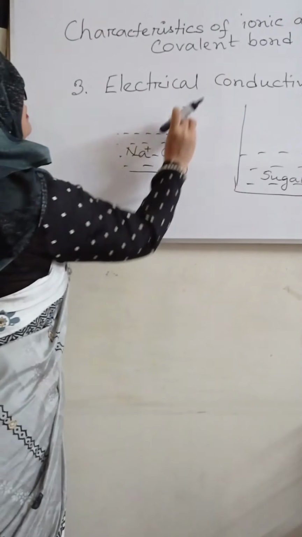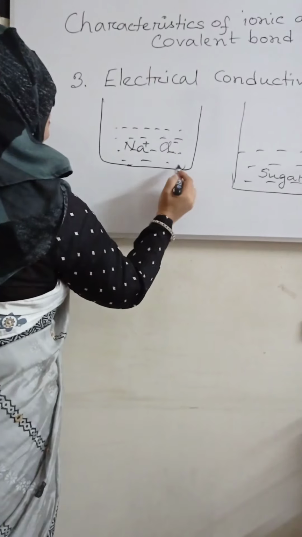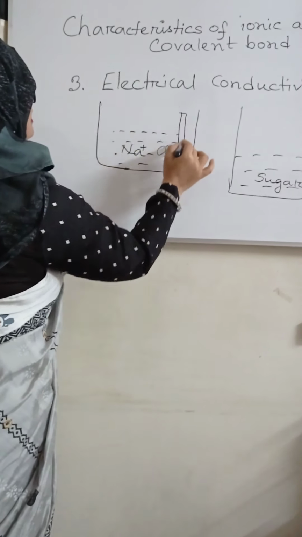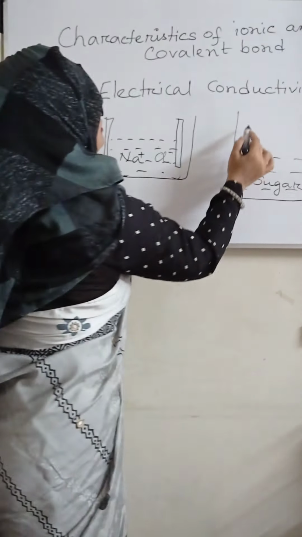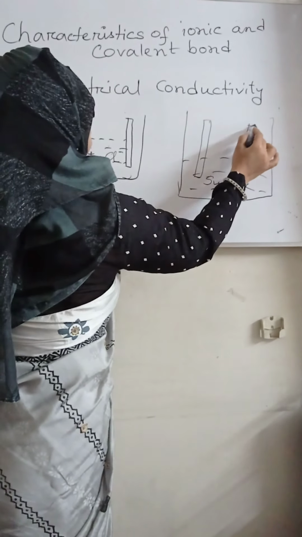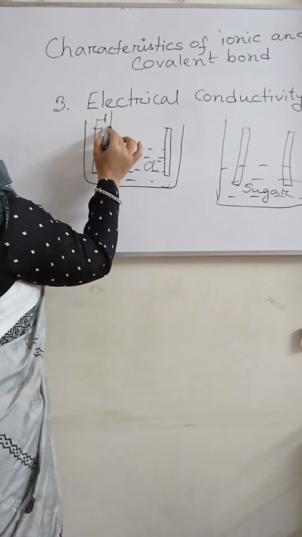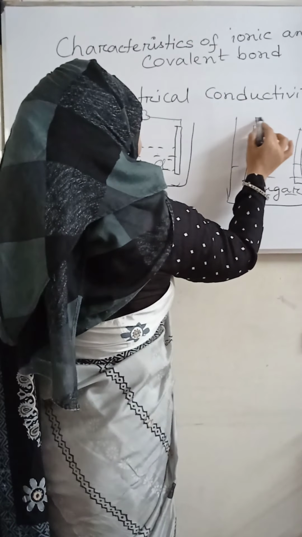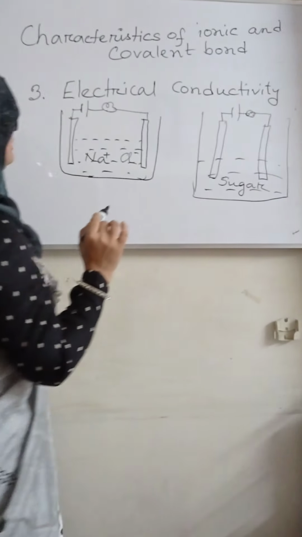And here in this beaker with the solution of sodium chloride, I will add two graphite rods or two metallic rods in each beaker, and add a battery and a light with it.